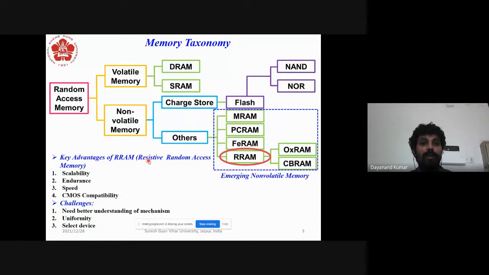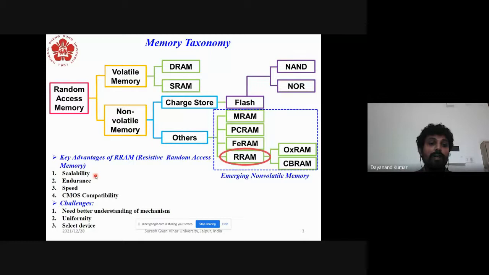So here are the key advantages. Why do we choose RRAM instead of other emerging memory devices? RRAM has a key advantage in scalability, because nowadays everyone wants small-sized devices. In the semiconductor industry, if you see TSMC, Taiwan Semiconductor Manufacturing Company, Samsung, Intel, as well as Micron Technology, nowadays they are working on small technology nodes. Even TSMC is now claiming the three nanometer technology node. The three nanometer technology node is a very small size of the device.